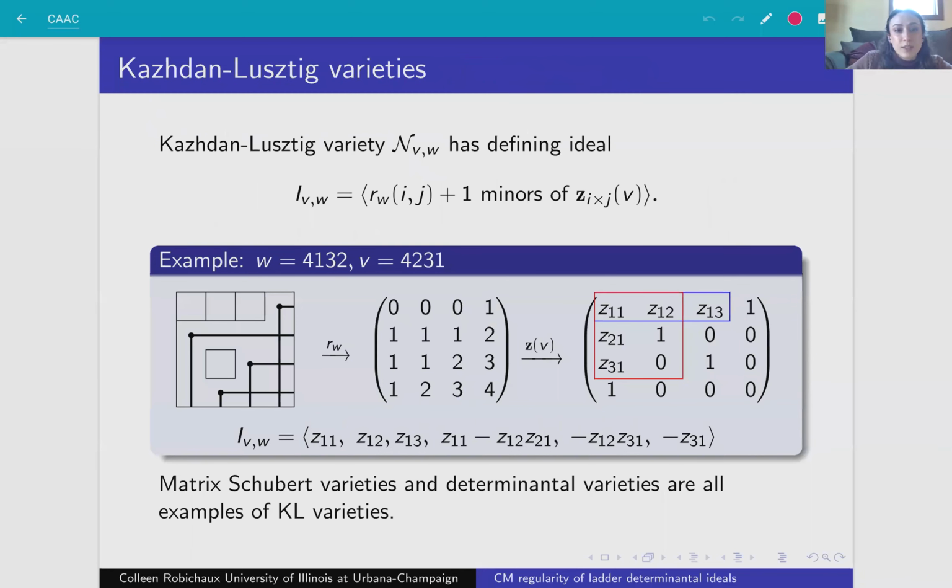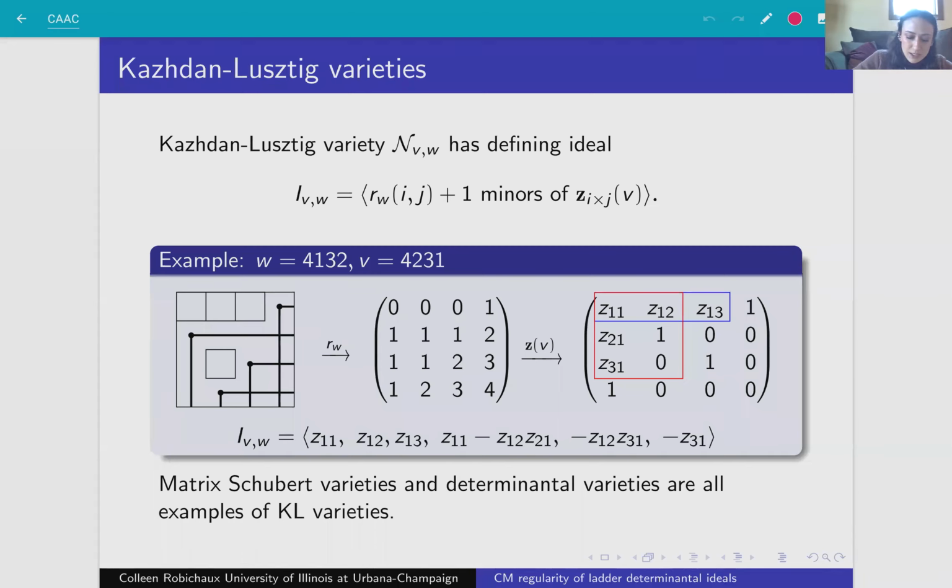And these Kazhdan-Lusztig varieties have very explicit descriptions. These are generalizations of those matrix Schubert varieties that Alan was talking about earlier. These are generalized determinantal varieties, so they're cut out by some determinantal conditions. And these defining ideals are very explicit. So just to give you an idea of what these look like, I'll briefly go through an example here of one of these defining ideals.